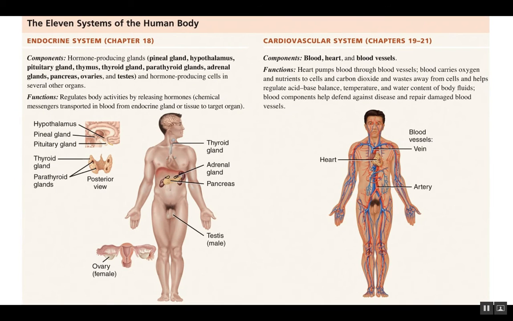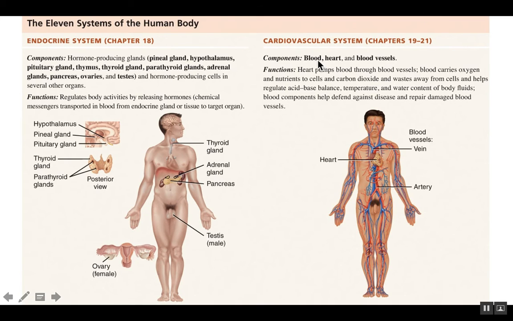In A&P2, we will learn about hormones and the endocrine system. Hormones are also going to be involved in regulating body activities like the nervous system does, but the endocrine system does it a little bit differently by using hormones as the messengers instead of nerves and neurotransmitters.